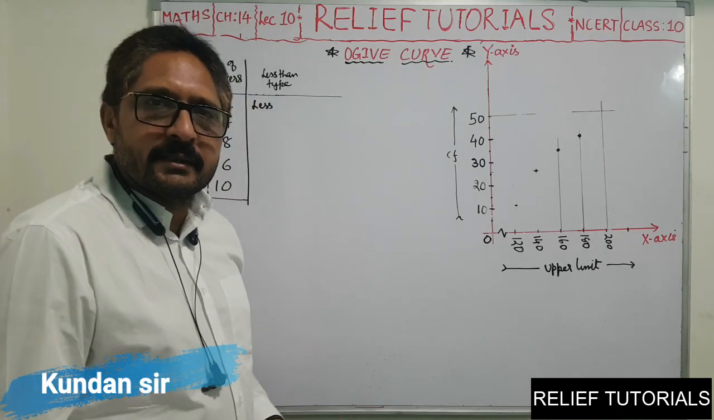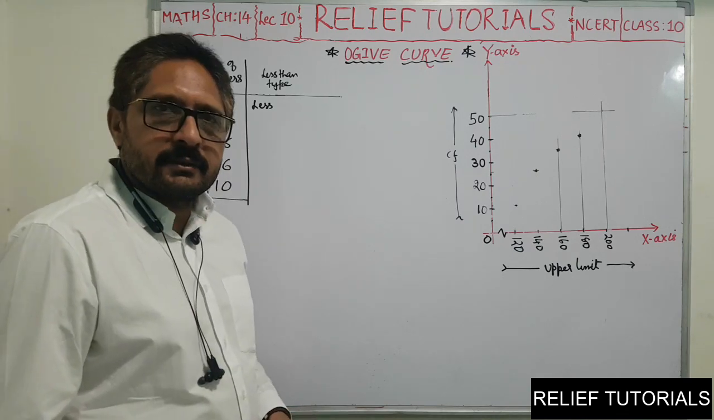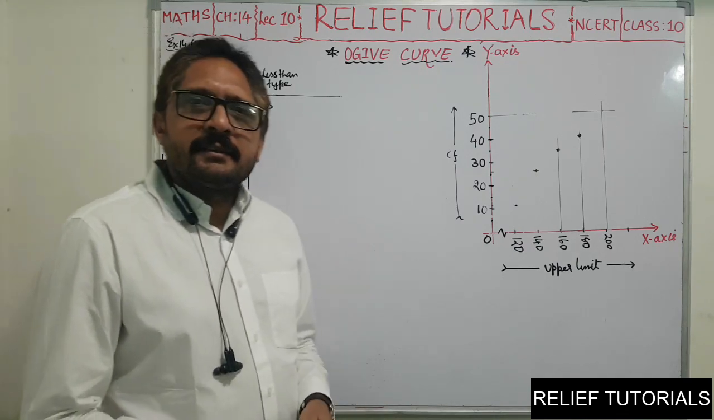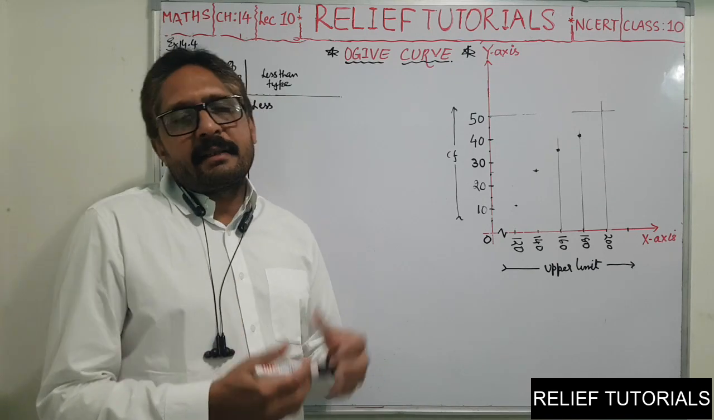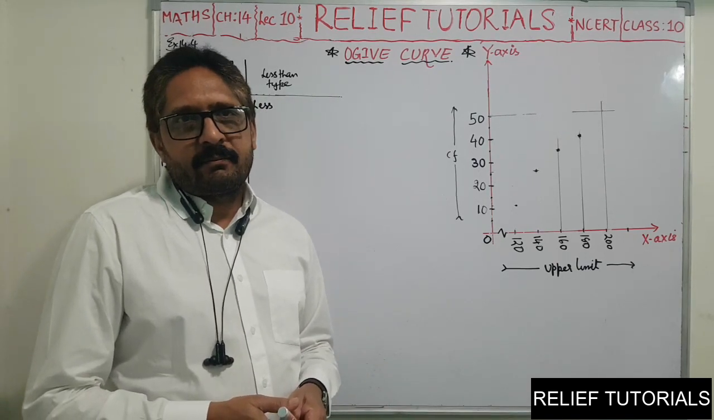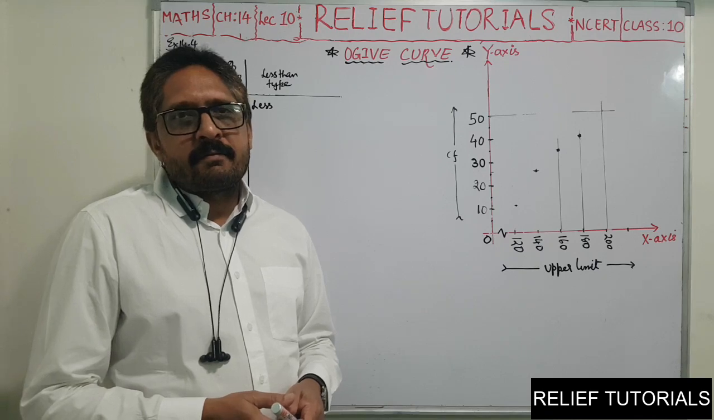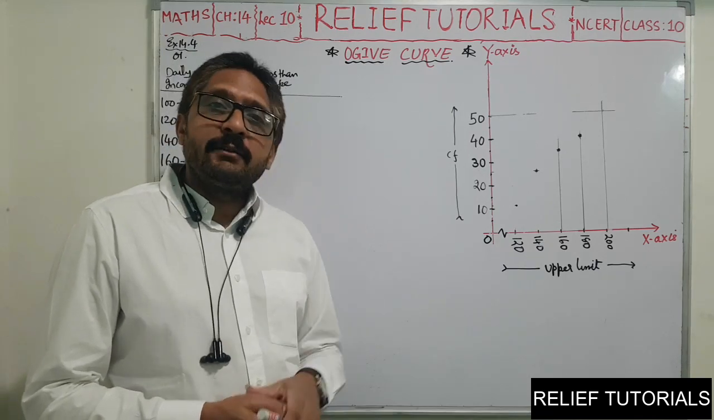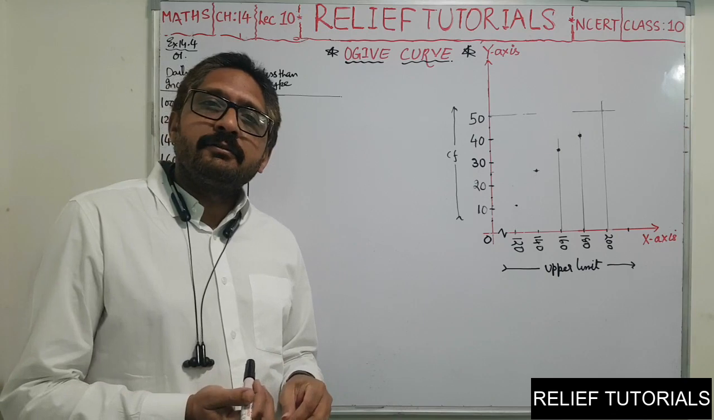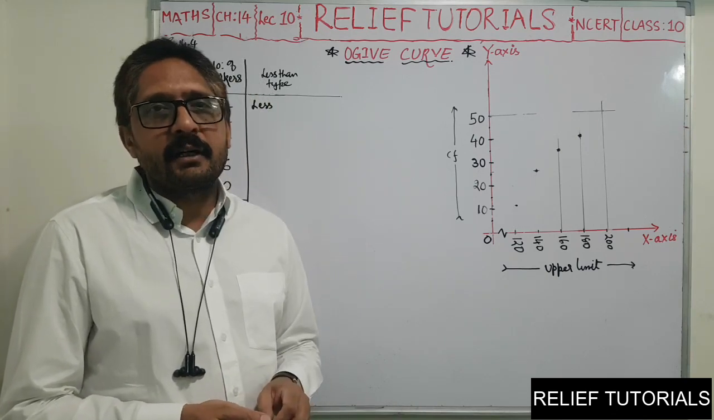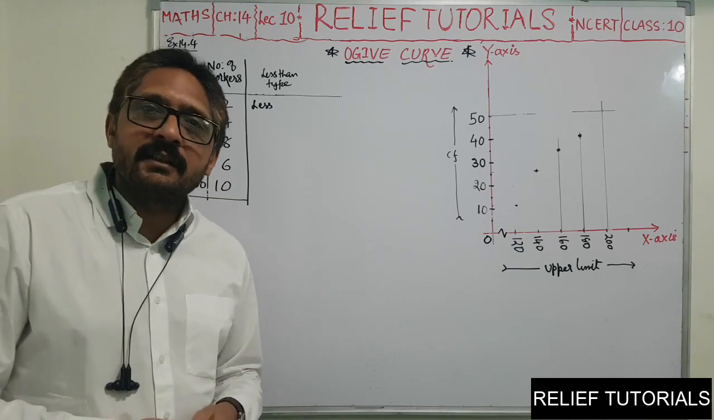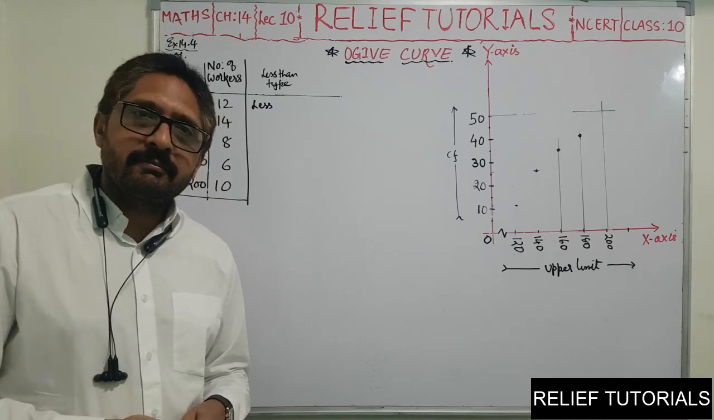Today we are going to discuss ogive curves. We know that a picture speaks better than words. And you know that in 9th standard we have seen bar graph, histograms, frequency polygon graph. In 10th standard we are going to see cumulative frequency curve, that is called ogive curve.